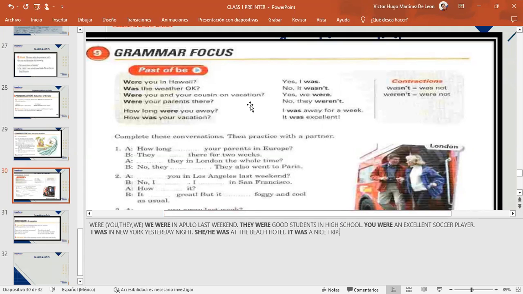Let's review the chart. They say, were you in Hawaii? Yes, I was. Short answer, okay. Was the weather okay? No, it wasn't. Cuando es pregunta, el verbo pasa en primer plano y el sujeto pasa en segundo plano, okay. Were you and your cousin on vacation? Yes, we were. Were your parents there? No, they weren't.